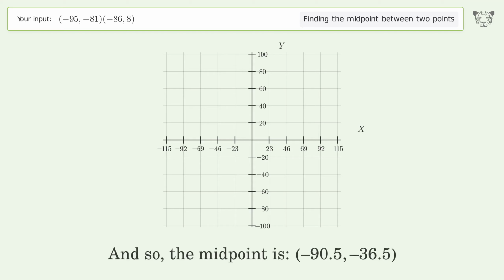And so, the midpoint is negative 90.5, negative 36.5.